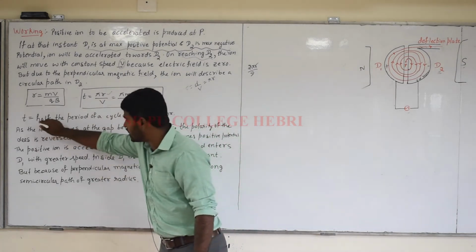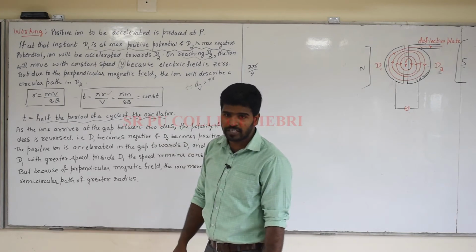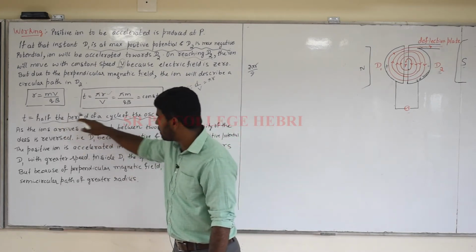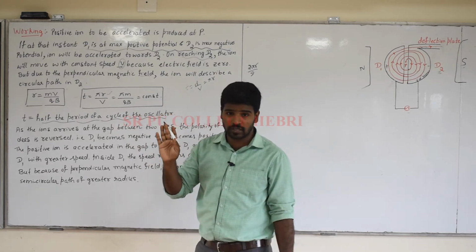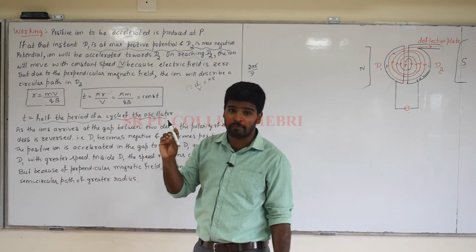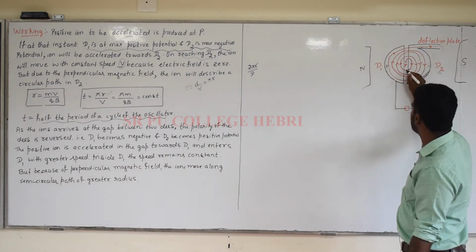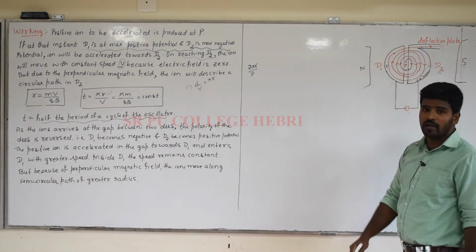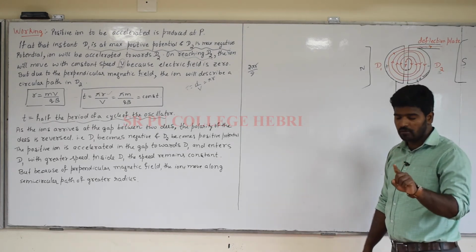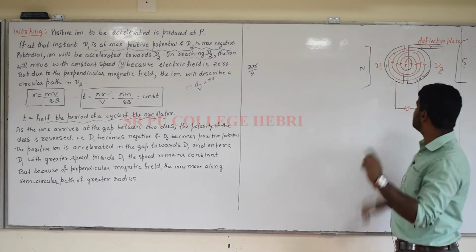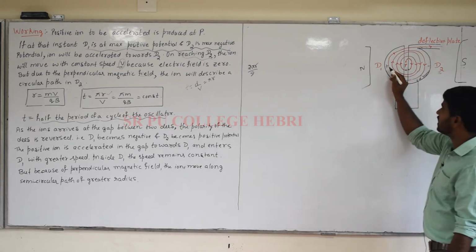Therefore, where t is equal to half the period of cycle of the oscillator. Now as the ions arrive between the gap of the Ds, the ions follow the semicircular path and come to stand here. As the ions arrive at the midpoint of the gap between the Ds, now the polarity will be reversed. Now the polarity gets reversed.